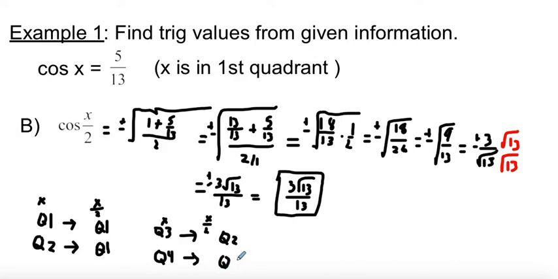So if X is in quadrant 1 or in quadrant 2, then the half angle is always going to be in quadrant 1. If your original angle is in quadrant 3 or 4, then your half angle is going to be in quadrant 2. So you need to figure that out and know that. You cannot write that on your identity sheet.